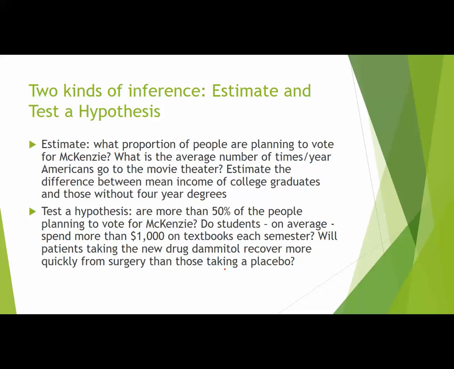So there are two kinds of inference that we're interested in. One is estimating, and one is testing a hypothesis. An estimate is just when you're trying to figure out what a number is, what a parameter is, like what proportion of people are planning to vote for McKinsey. So we're interested in the population proportion, and we'll use a sample proportion to estimate that. Or what is the average number of times per year Americans go to the movie theater? So average, that's population mean. Or estimate the difference between the mean income of college graduates and those without four-year degrees. So now we have two means, the mean for college graduates and the mean for those who haven't been to college, and we want to estimate the difference between them.